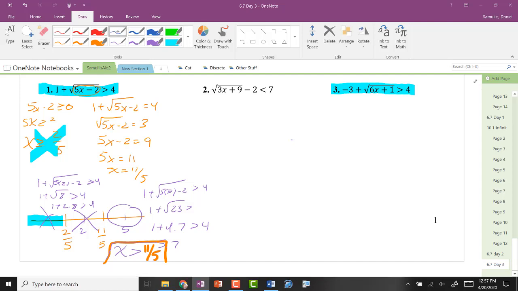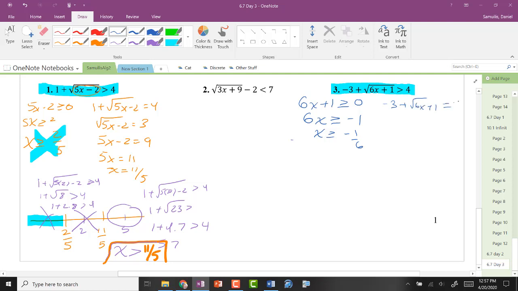All right. So 6x plus 1 has to be greater than or equal to 0. So 6x has to be greater than or equal to -1, so x has to be greater than or equal to -1/6. Okay, now we solve it like normal. -3 plus the square root of 6x plus 1 is equal to 4. So the square root of 6x plus 1 equals 7. 6x plus 1 equals 49. 6x equals 48. X equals 8.